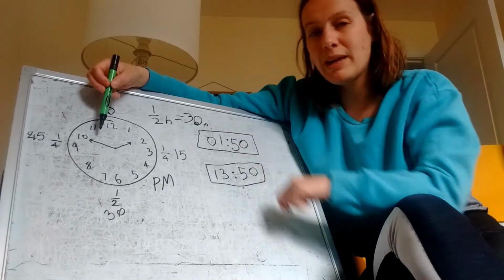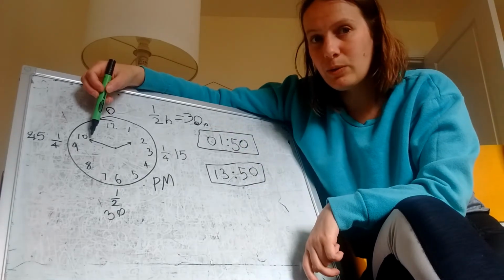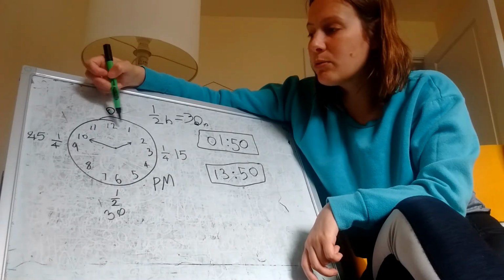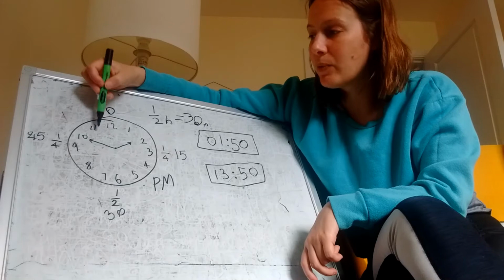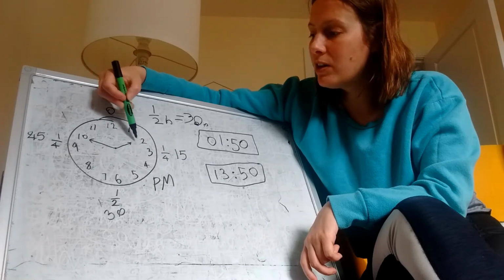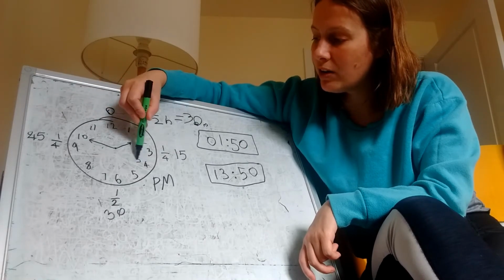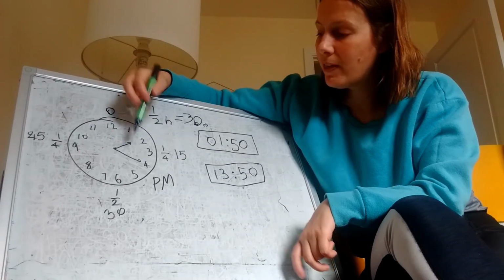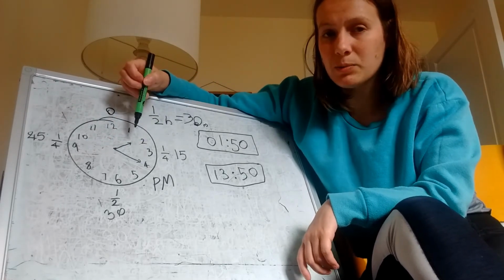So, 30 minutes, talking about minutes, think about the minute hand. We're going to move it round by 30. And each one of these numbers is moving on by 5 minutes. So, 5, 10, 15, 20, 25, 30. Our minute hand is going to come over here to 20 past.